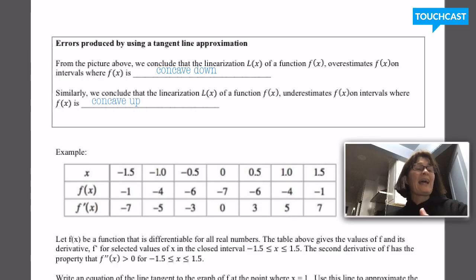So to summarize that, a tangent line, the linearization of a function f, is an overestimate anywhere that f of x is concave down. And the linearization, the tangent line approximation, is an underestimate anywhere a function is concave up because the tangent line lies below the curve. So let's see how this could actually get applied on the AP test. I wouldn't be surprised at all if you saw a problem like this.